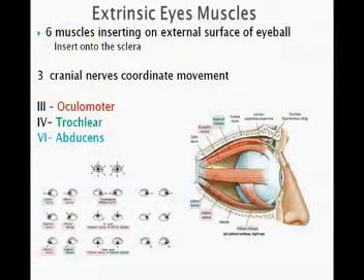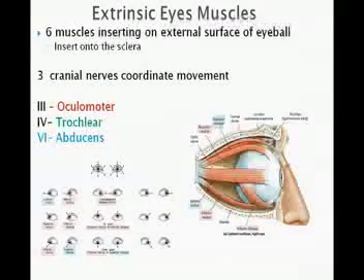So there are 6 extrinsic eye muscles that attach to the sclera. And you have 3 cranial nerves that help coordinate those movements: the oculomotor, the trochlear, and the abducens. Each one of those is in charge of 1, 2, or 3 muscles that allow the eye to move in a wide range. It's pretty impressive how many angles you can move your eyeball, and it's all because they're being pulled in different ways.